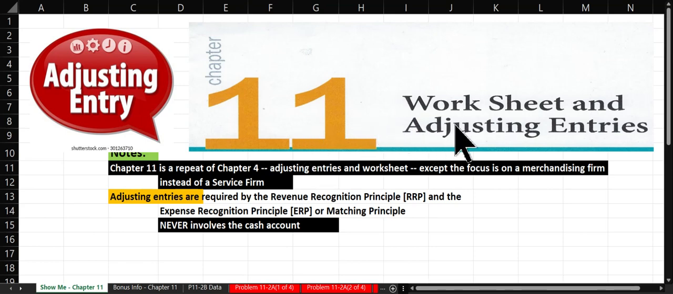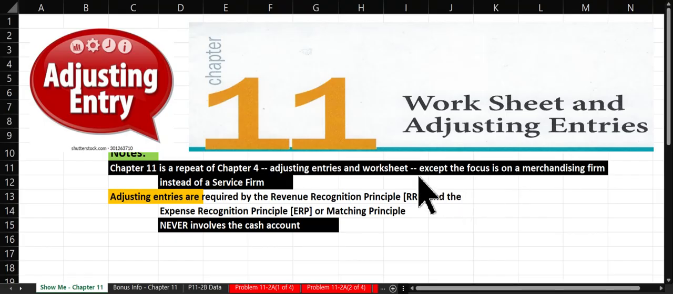So, what exactly are adjusting entries? Well, let's remind ourselves of what they are not. These are not financial transactions. In other words, an adjusting entry does not involve an outside entity. These are all internal entries that are made in order to comply with at least two rules or principles in accounting.